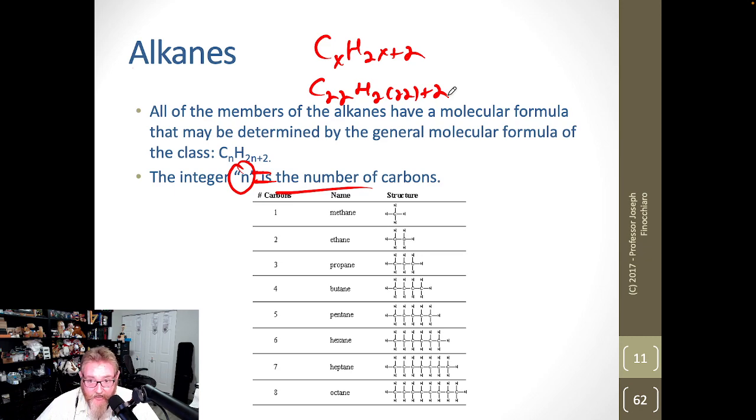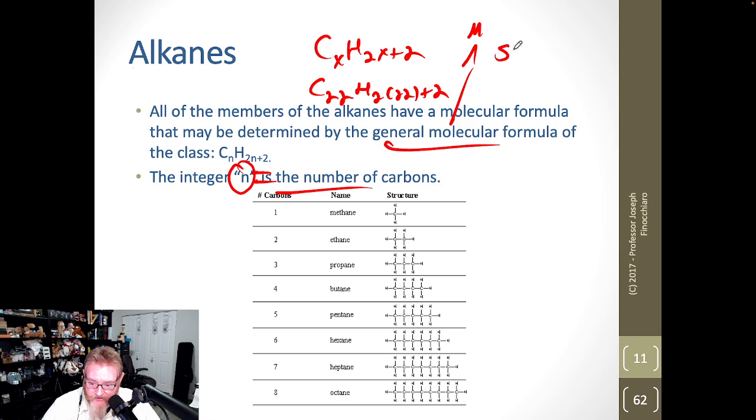So if someone said, well, how many hydrogens are attached? 46. What if you had 30? 2 times 30, 60, plus 2, 62. You're not a genius. The math is just simply that easy. Honestly, that's all the general molecular formula is. And remember, you now have general molecular formulas. You have a regular molecular formula, which is whatever it's actually supposed to be. This is how you determine the molecular formula.